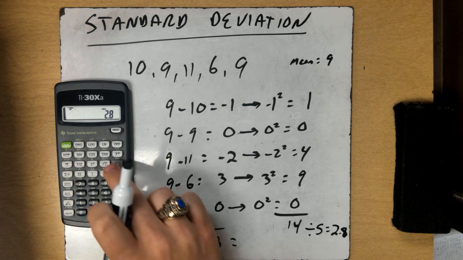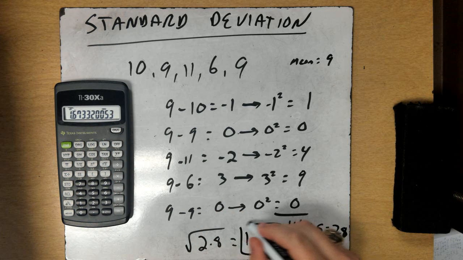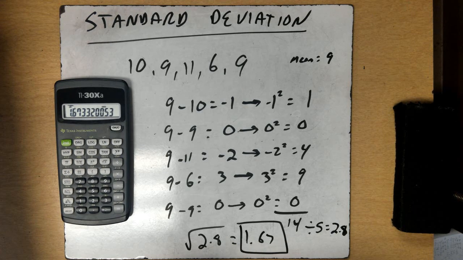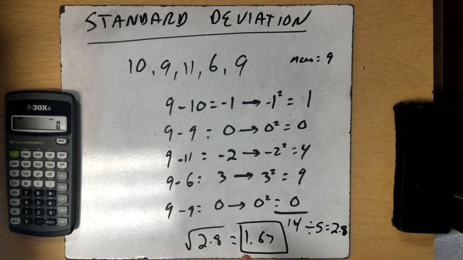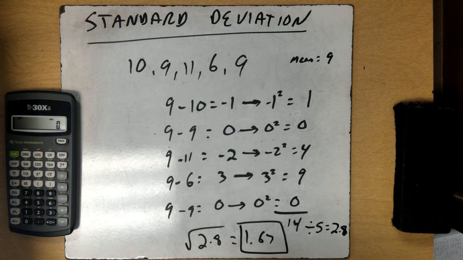And then our very last step is we're going to take 2.8 and square root it. The square root of 2.8 gives us 1.67 rounded. And that is our final answer. So that's our standard deviation, 1.67. Basically what this means is it's like the average distance of each number from the mean. So each number is about 1.67 away from the mean of 9.